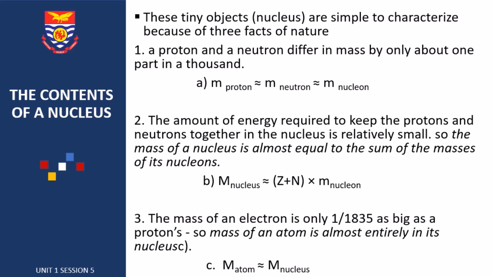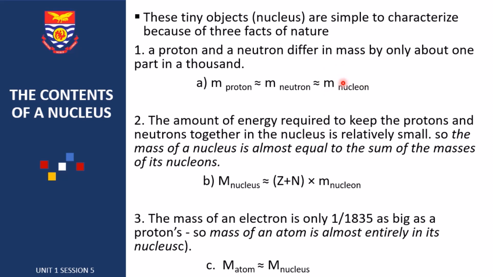Let us continue with the content of the nucleus. The nucleus, as we said, is the smallest part of the atom, and it's easy for us to characterize it because it has 3 factors that are consistent with it. One of them is that the proton and neutron in the nucleus differ in mass by only about 1 part in 1,000. So we can conclude that the mass of a proton is equivalent to the mass of a neutron and is equivalent to the mass of a nucleon.